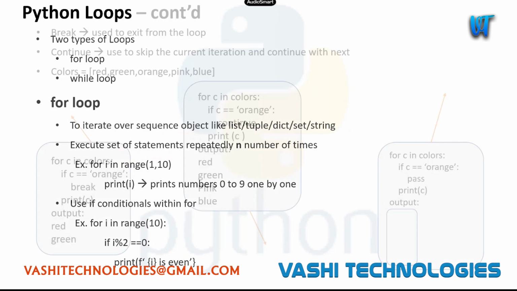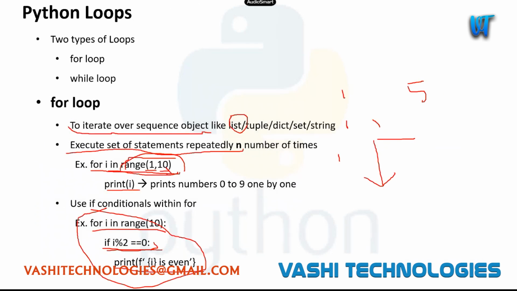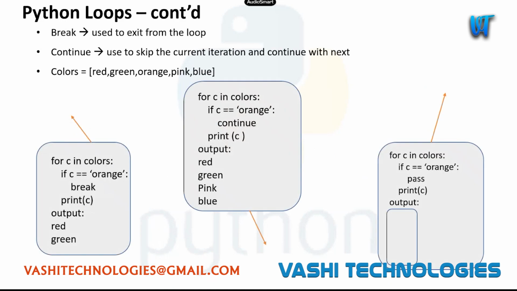This for and if, when combined, form a very powerful combination. Then we have statements which we use to control the flow of the loop. To control the loop behavior, we can use these statements. The first statement here is break. Whenever the loop encounters the break keyword, it will just terminate the loop.